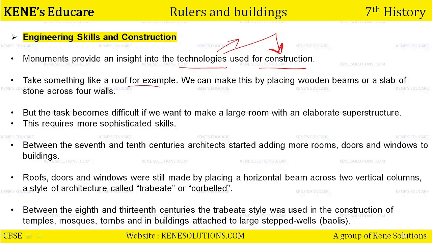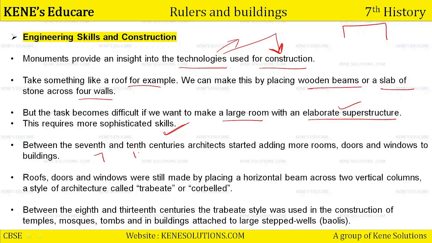Take something like a roof, for example. We can make this by placing wooden beams or a slab of stone across 4 walls. But the task becomes difficult if we want to make a large room with an elaborate superstructure. This requires more sophisticated skills. ऐसे roof बनाना difficult नहीं है. You can put a wooden beam, you can put a slab of stone, and roof is prepared. But if you have to make it in a very large room, that means in a palace, and along with that roof, you have to have an elaborate superstructure as well, then for that you need sophisticated skills, right? You have to be very proficient in your skill for doing so.